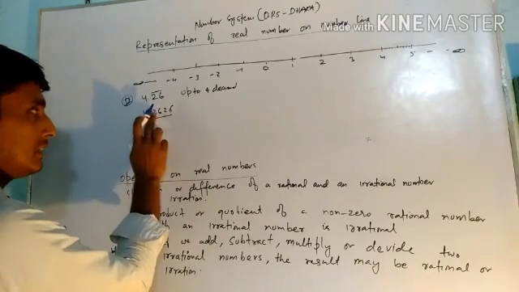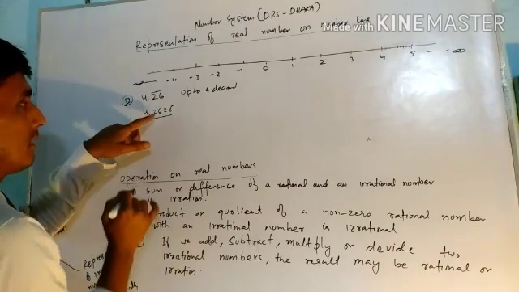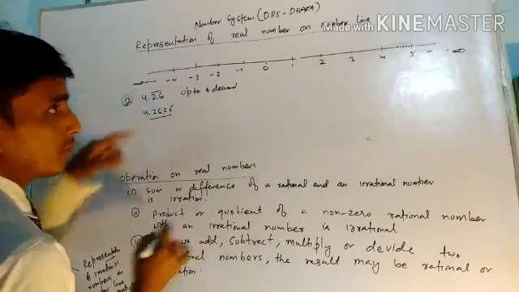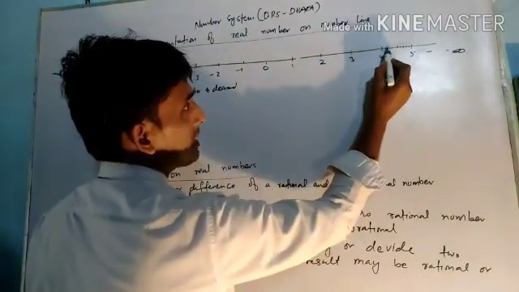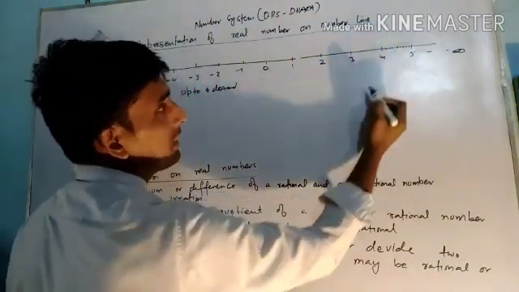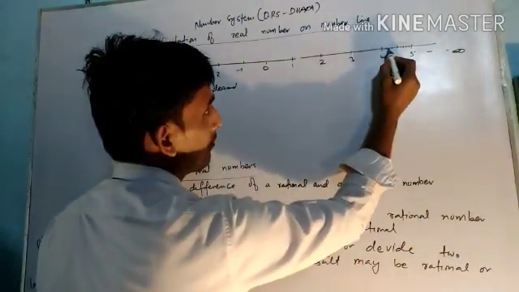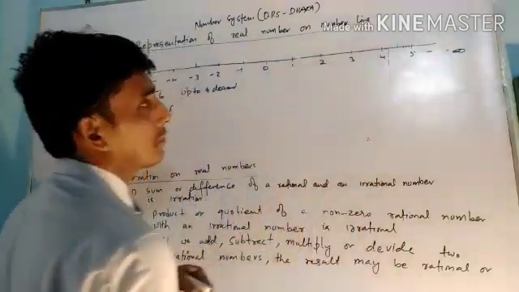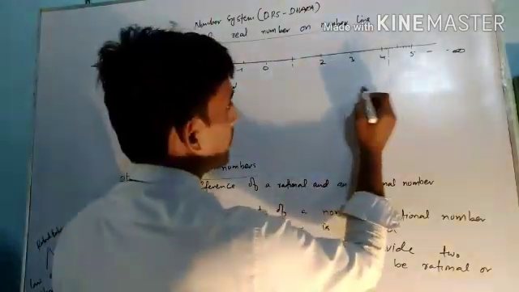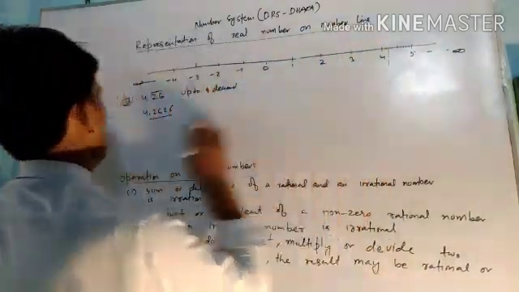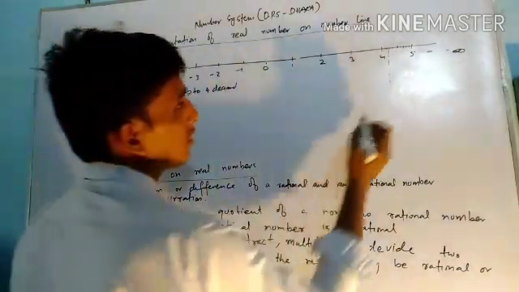Our number is 4.26. It is more than 4.2. So this point is 4.2 and this is 4.3. More than 4.2 means it is lying between 4.2 and 4.3.